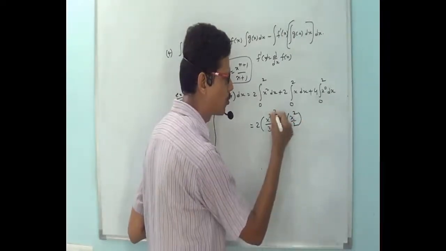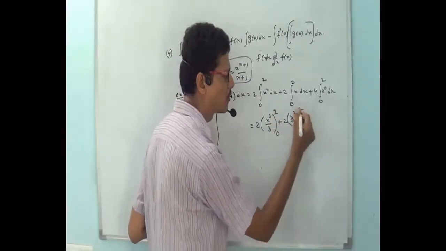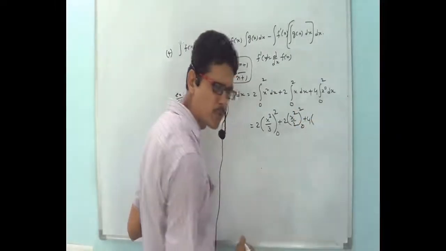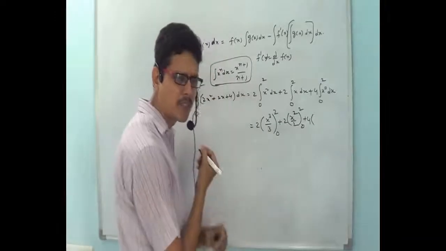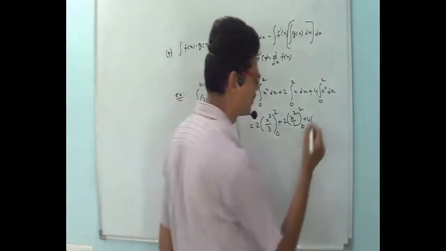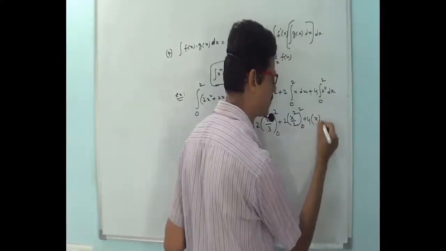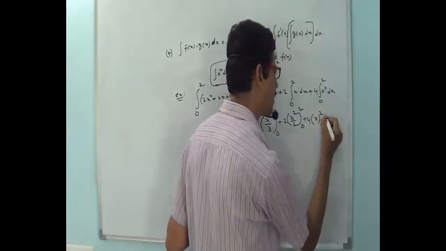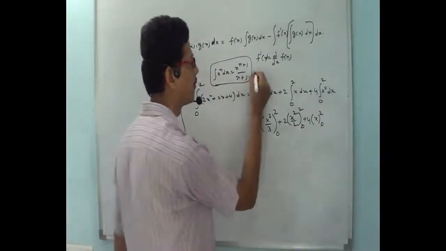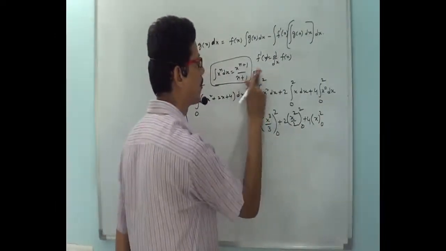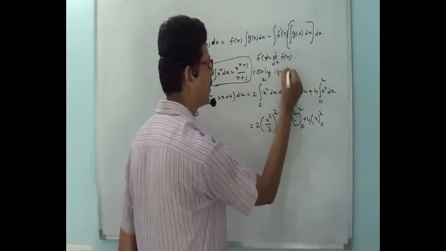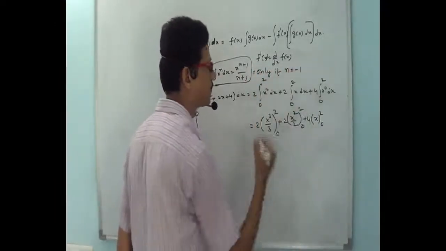The limits are 0 to 2. Here also the limits are 0 to 2. 4 into, what is the integral of x^0? x^(0+1) by (0+1). What is that? x. And here, this formula works only if n is not equal to -1.